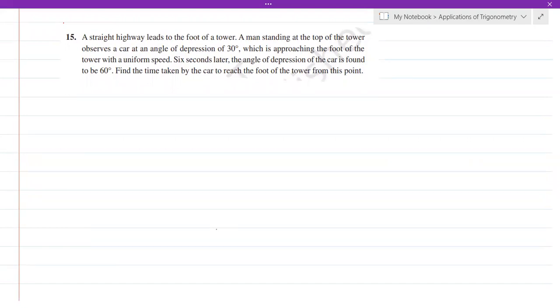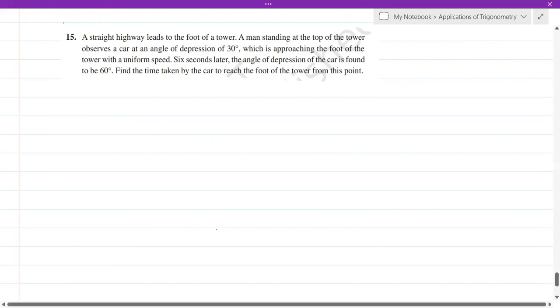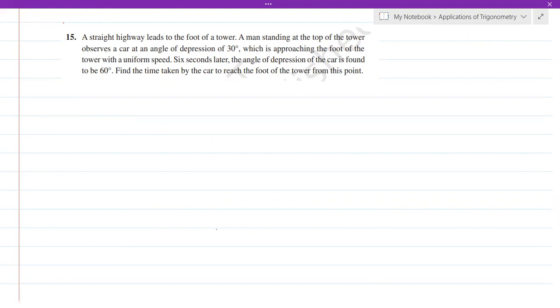A straight highway leads to the foot of a tower. A man standing at the top of the tower observes a car at an angle of depression of 30 degree, which is approaching the foot of the tower with uniform speed. 6 seconds later, the angle of depression of the car is found to be 60 degree. Find the time taken by the car to reach the foot of the tower from this point. A very, very interesting question.